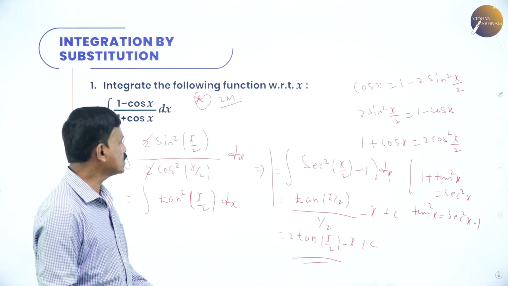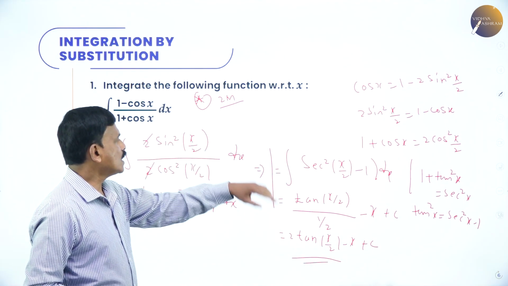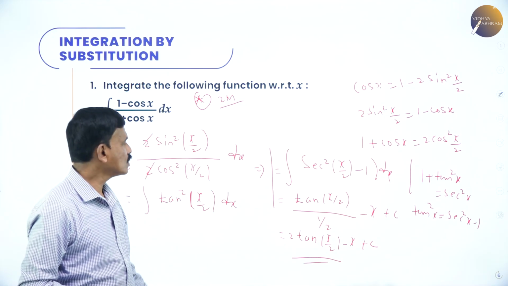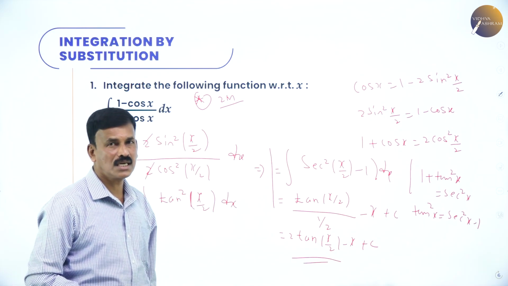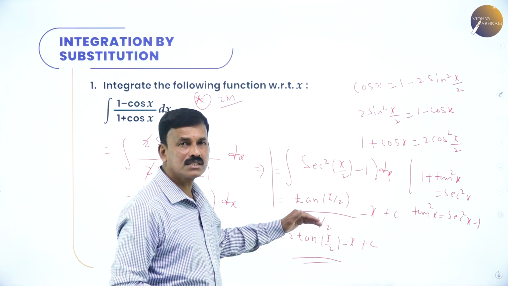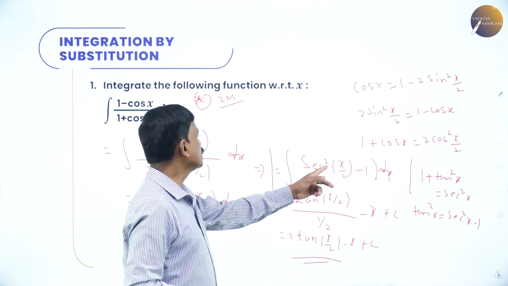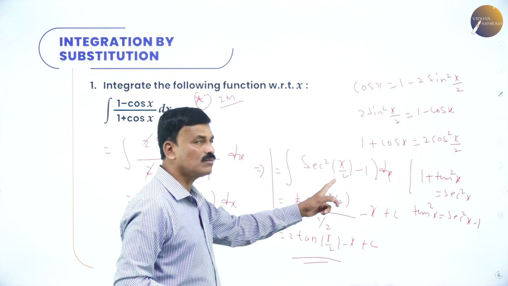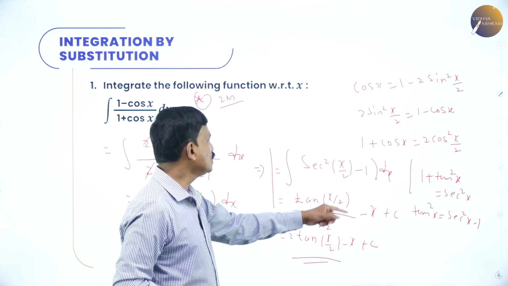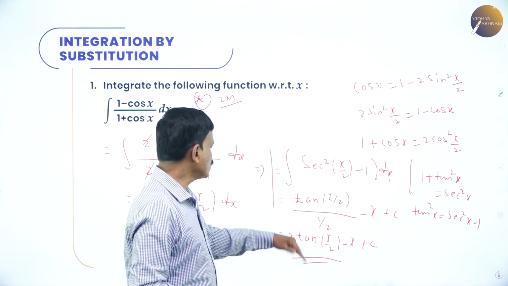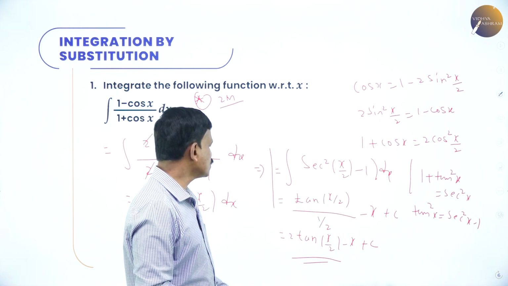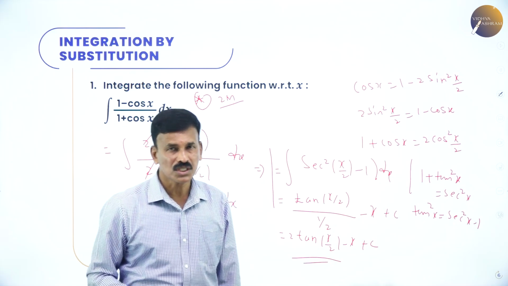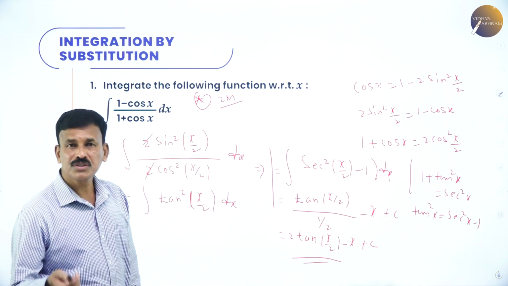That's it. Very simple. See, tan square can be written as secant square x by 2 minus 1. Then the integral of secant square x is tan x, right? Because the differentiation of tan x is secant square x. So the integral of secant square x by 2 is tan x by 2 divided by a. What is a? A is nothing but the coefficient of x, which is 1 by 2, minus integration of dx is x. Bring this to the denominator. 2 by 1 is 2. 2 tan x by 2 minus x plus c is the integrated answer. Right. Now move on to the next problem.